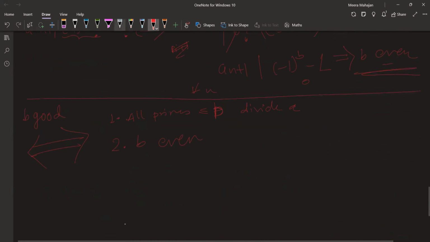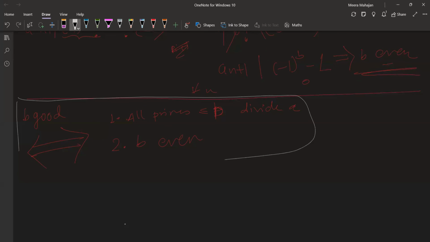So did that make sense? Yeah. Very nice. So we have now proved that b is good if and only if all primes at most b divide a and b is even. Which is very good. We have characterized b, right?